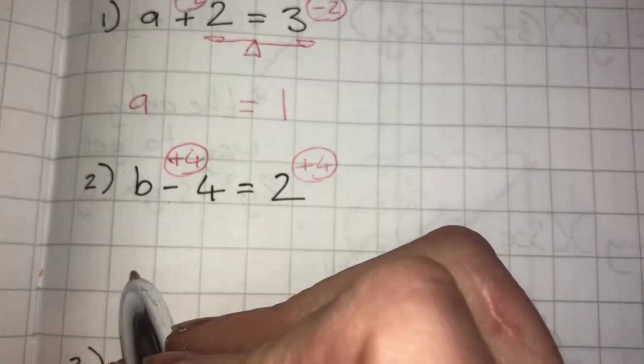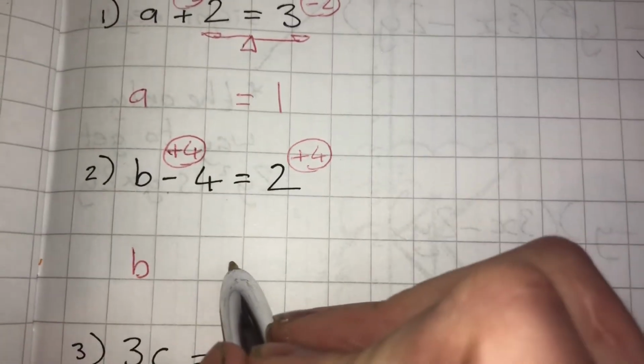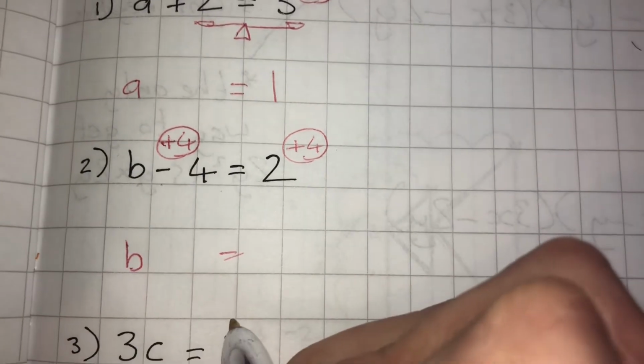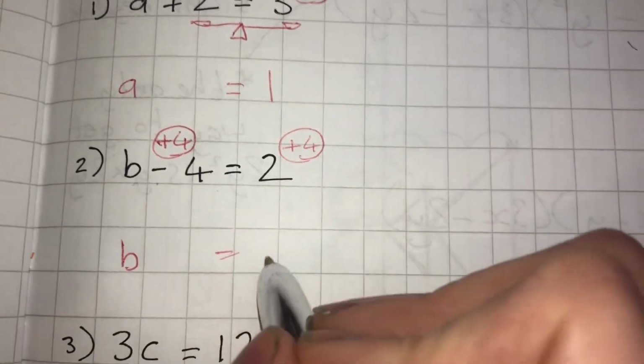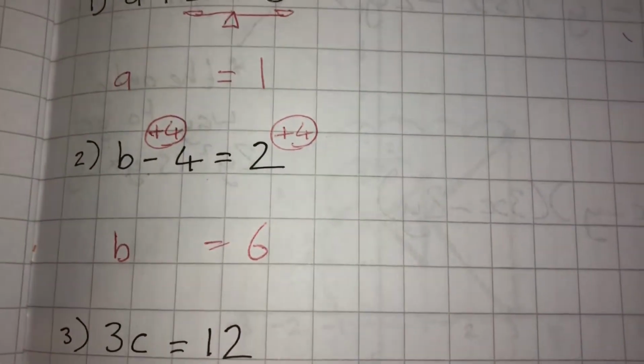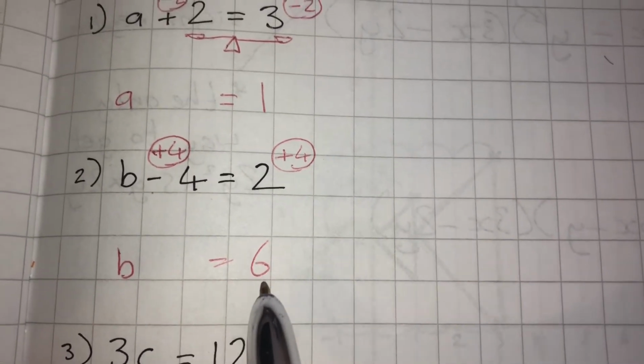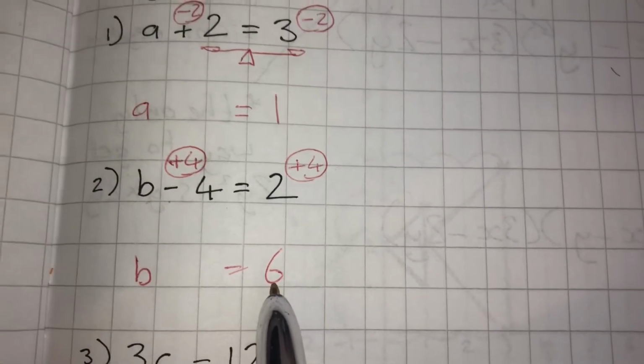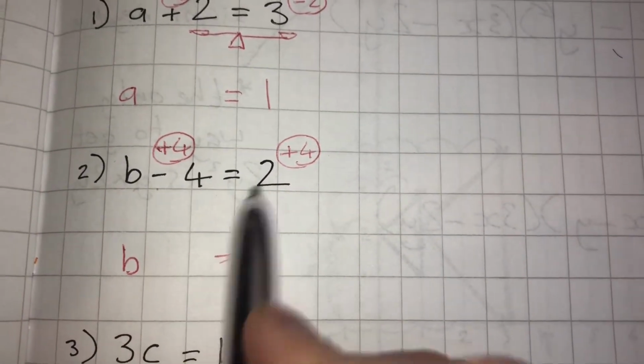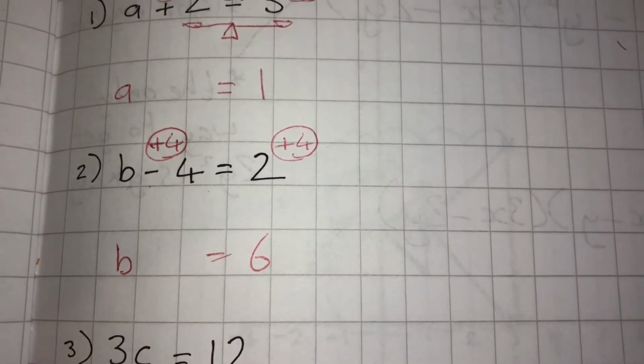So what I have to do is I have to add 4 to the right hand side as well. So now what we're left with, we've got our b. Plus 4 minus 4 is 0, so it's gone, is equal to 2 plus 4, which is 6. And again, you use substitution to check your answers in algebra when we're solving equations. It's handy as well. So if b is 6, 6 take away 4 equals 2. That makes perfect sense. Okay?